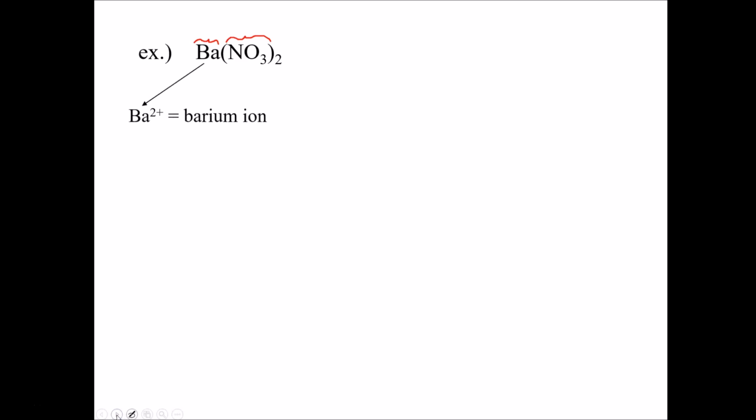So Ba is barium. I know that because I can look it up on the periodic table. I also know that barium is always +2, so I don't need a Roman numeral because it's in group 2. They never need Roman numerals. That one's easy. What about the rest of that?